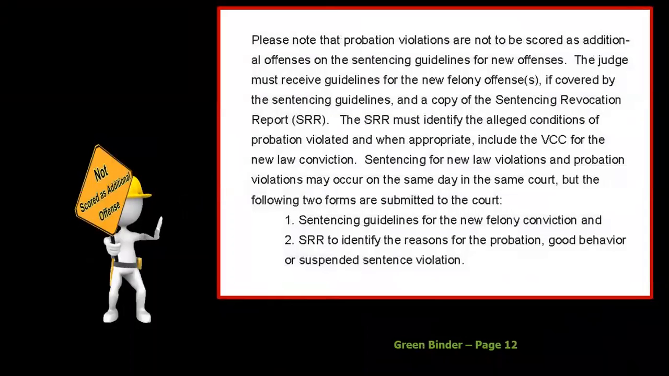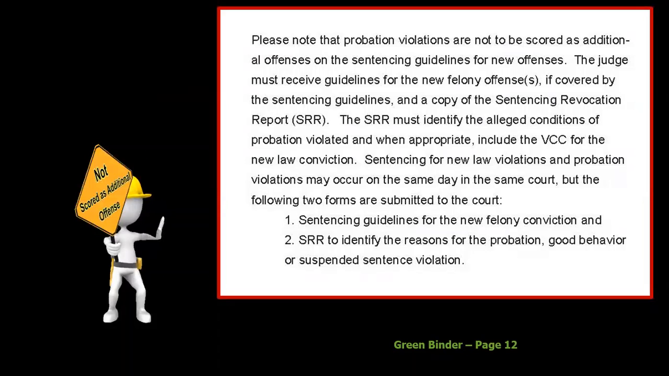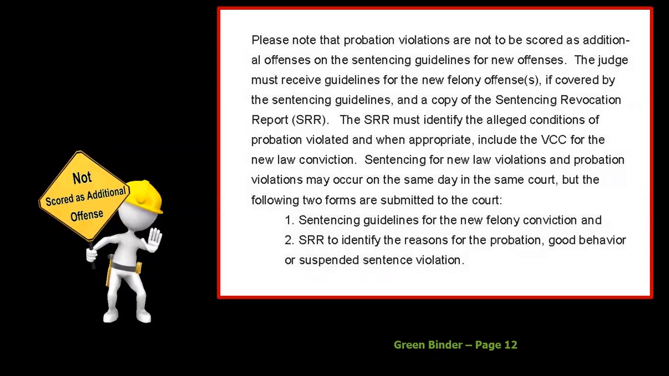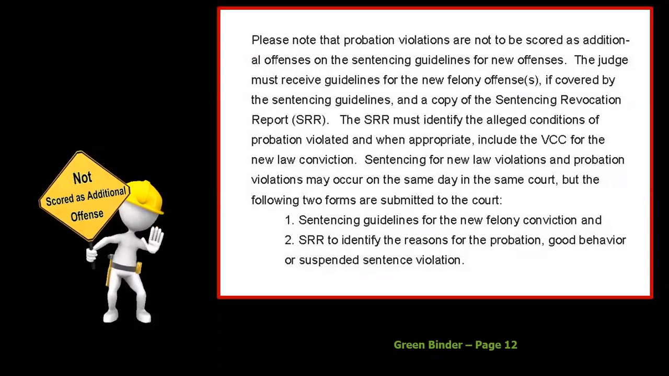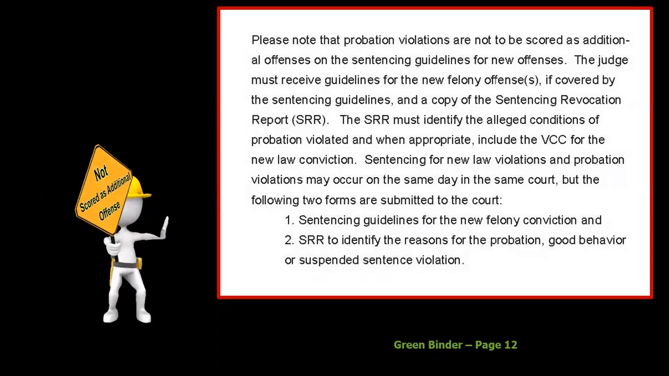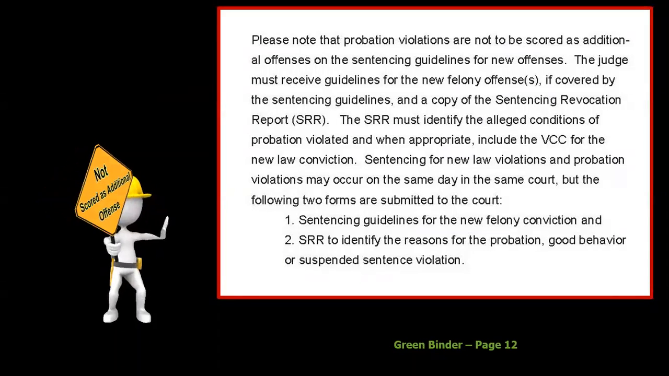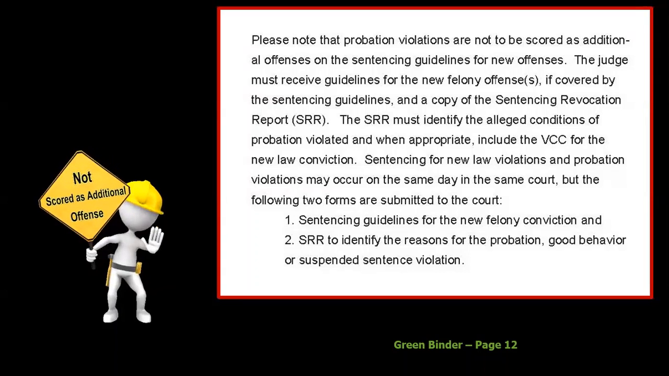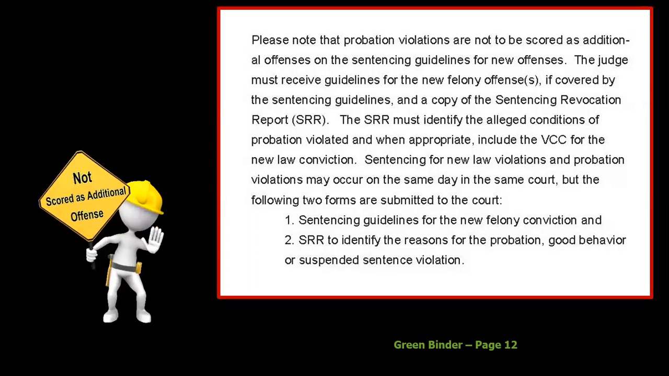In this segment, I will provide a brief overview of the probation violation guidelines. Probation violations are not to be scored as additional offenses on the sentencing guidelines for new offenses. If you have a defendant who's being sentenced for a new felony conviction at the same time that they are being sentenced for a probation violation, then both the sentencing guidelines for the new felony conviction and the sentencing revocation report to identify the reasons for the probation violation must be submitted to the court.